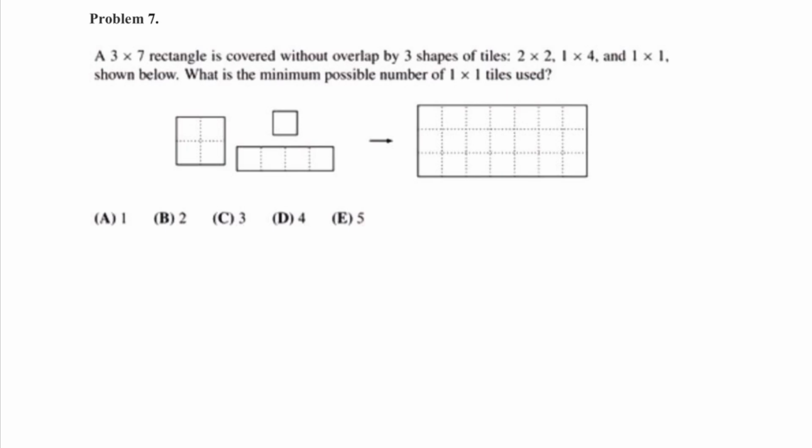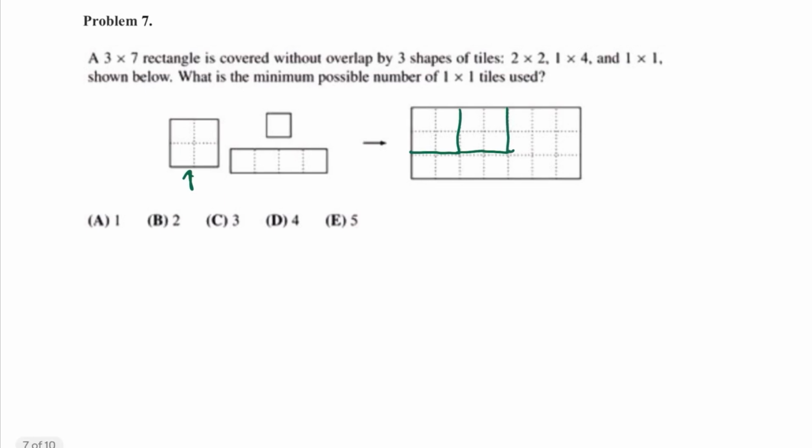Well, we can first fill in our 2x2 tiles like this. And then we have space for one 1x4 tile right here. So that means we have 5 spaces that must be filled by 1x1 tiles. There's no other way to arrange the tiles so that we can have fewer 1x1 tiles. So that means our answer is E, 5.